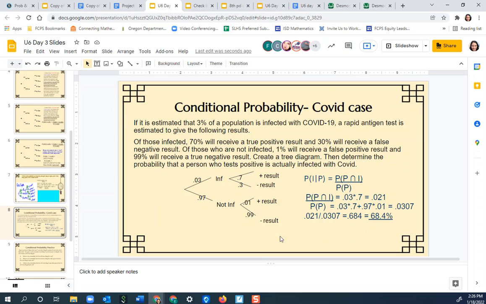Okay, but we were able to assess the situation using conditional probability, which is very useful because this is really the question you want answered. You don't really want answered, what's the probability I get a positive result? You want to know, if I get a positive result, does that mean that I'm infected? Okay.